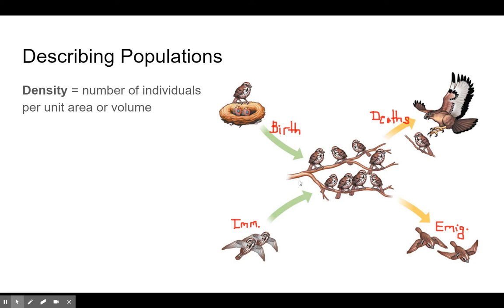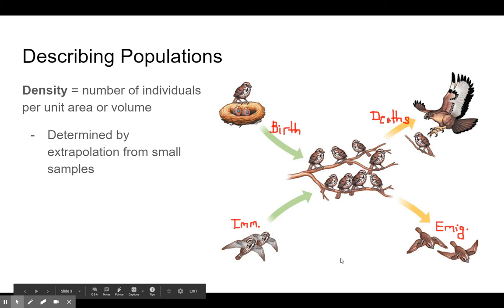We can talk about population density, which is the number of individuals per unit area or volume, depending on whether you're talking about little single-celled pond creatures, you might talk about per unit volume. If you're talking about birds, you might talk about how many of these sparrows per acre there are, something like that. Usually scientists do not actually go around and count every single individual of a population. They take small samples and use that to kind of extrapolate the density of the population.